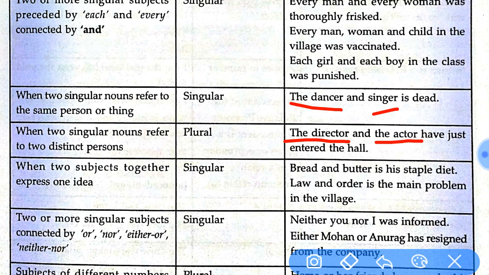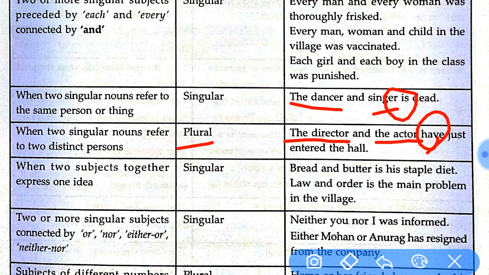So in order to make out whether it is referring to the same person or not, look at the article used. If the article is repeated, that means it is two different persons. If the article is not repeated, then it is a single person. If it is a single person, then it is singular form. If it is two different persons, it is in plural form, and the verb must be according to the subject. So you understood, there are four rules now that we have with and.